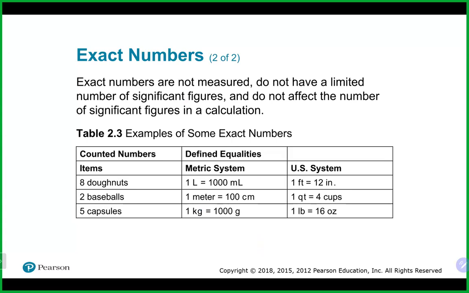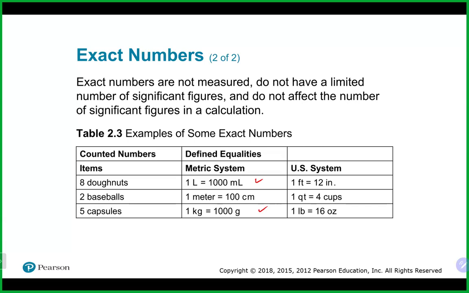We have some equalities. Now, there are 2 types of units, which I think we might have touched upon early on in this chapter. There are the English units or the US units, and there is the metric system. And if you are using some type of equality or definition that is a US to US definition, like 12 inches equals 1 foot, it is considered an exact number. If you're using something that is a metric to metric conversion, like 1 liter is 1,000 milliliters, like we see here, 1 kilogram is 1,000 grams, those are also considered exact numbers.